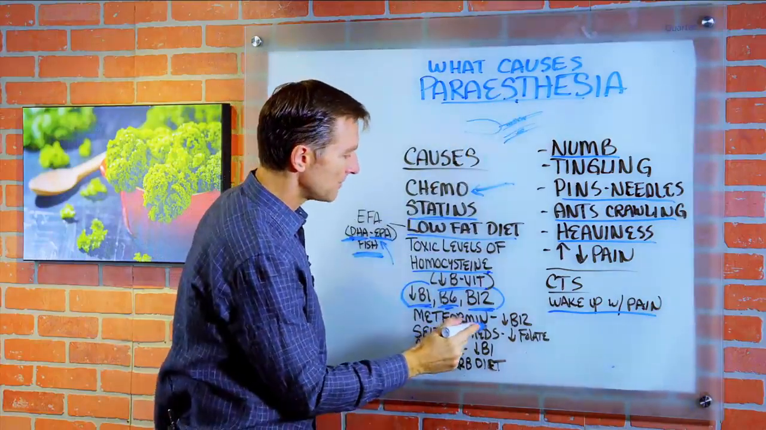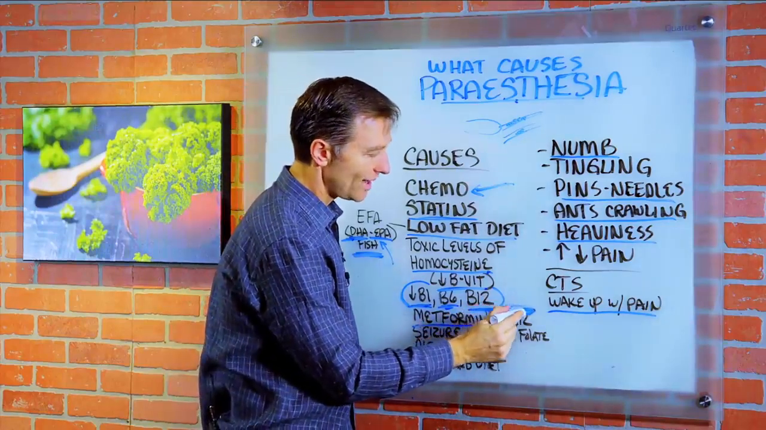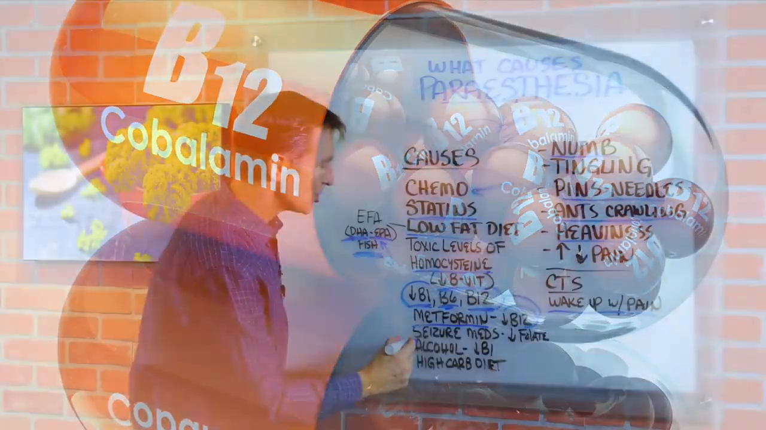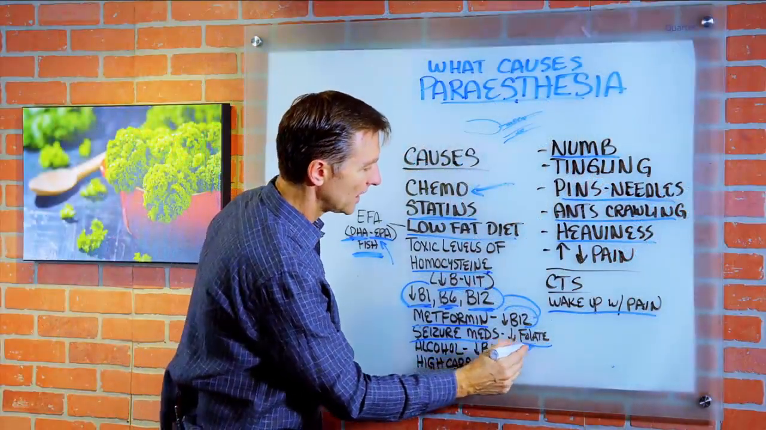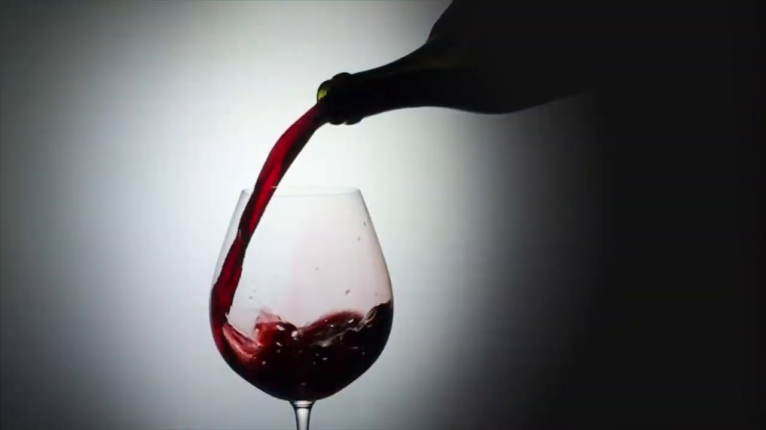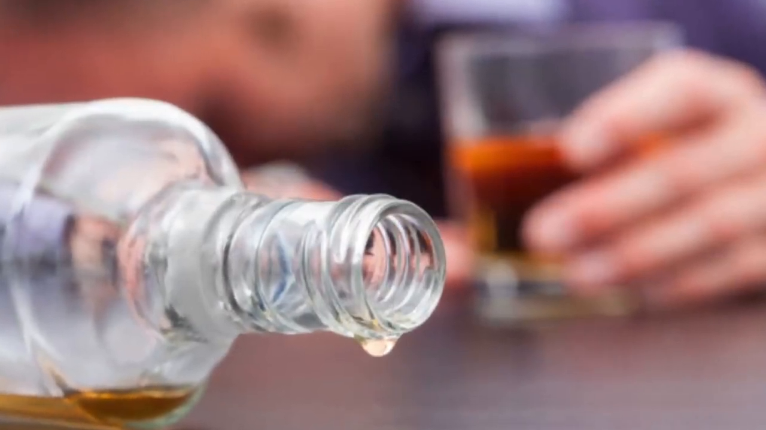All right, if you're on metformin because you're a diabetic, one of the side effects is it depletes vitamin B12, which is needed for nerve function. Seizure medications will decrease folate. That can actually affect, it's one of the side effects is paraesthesia. Drinking alcohol depletes your B vitamins. If you're an alcoholic, if you drink too much, that can actually create a problem.